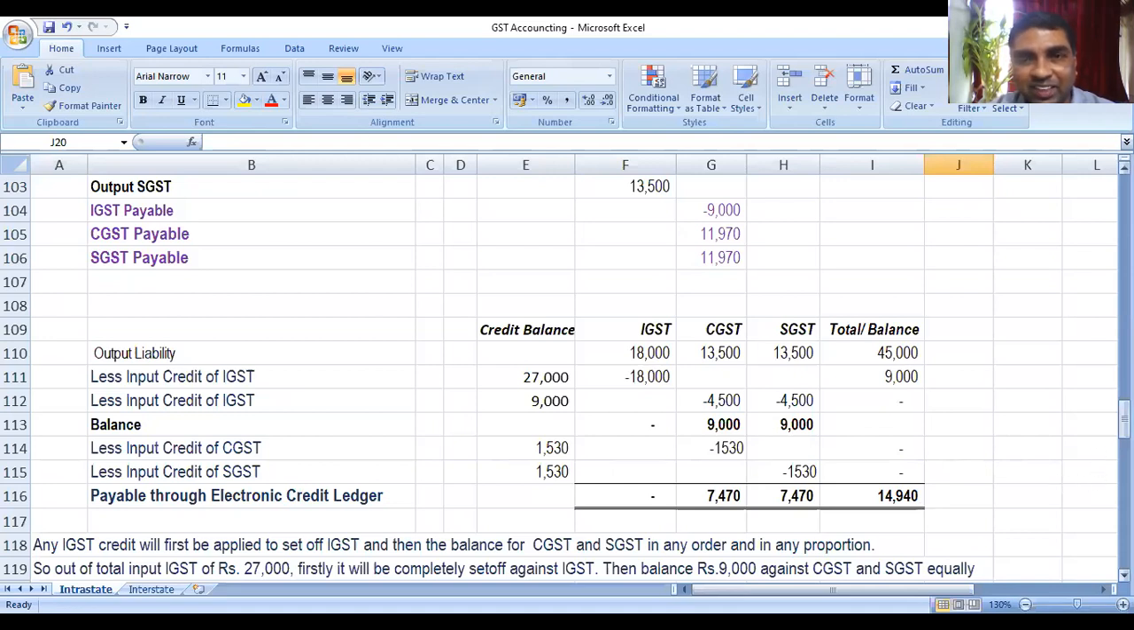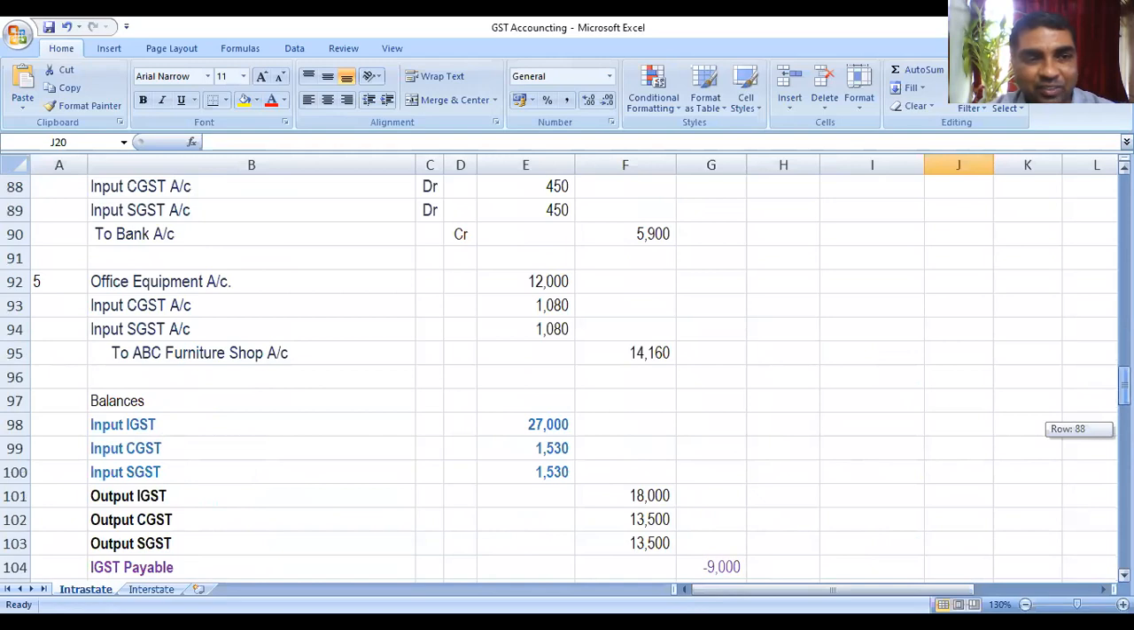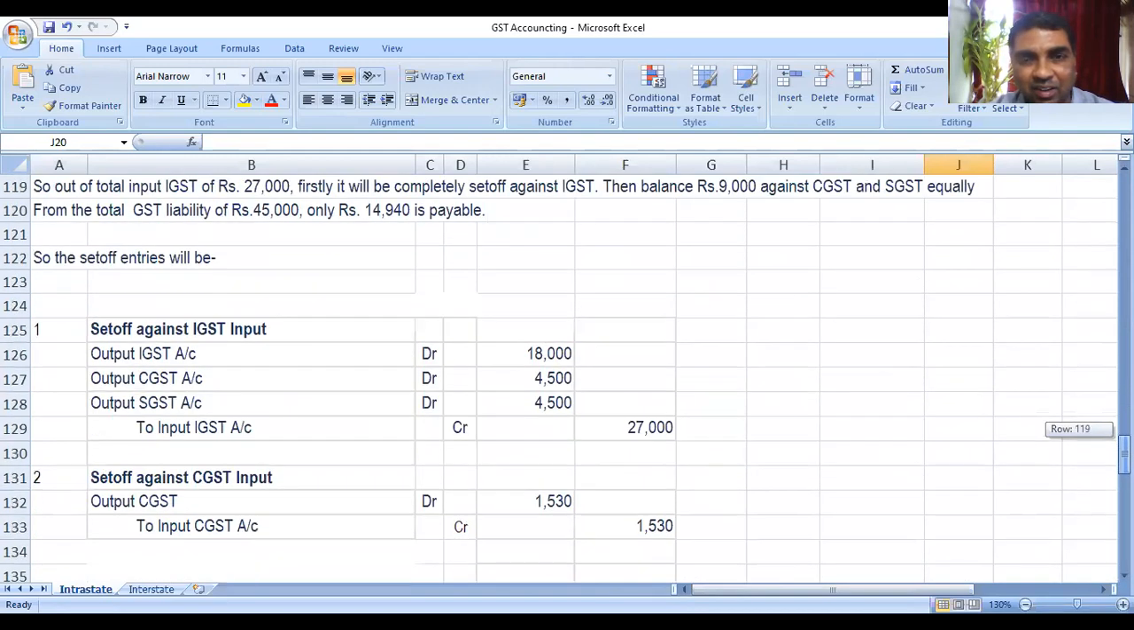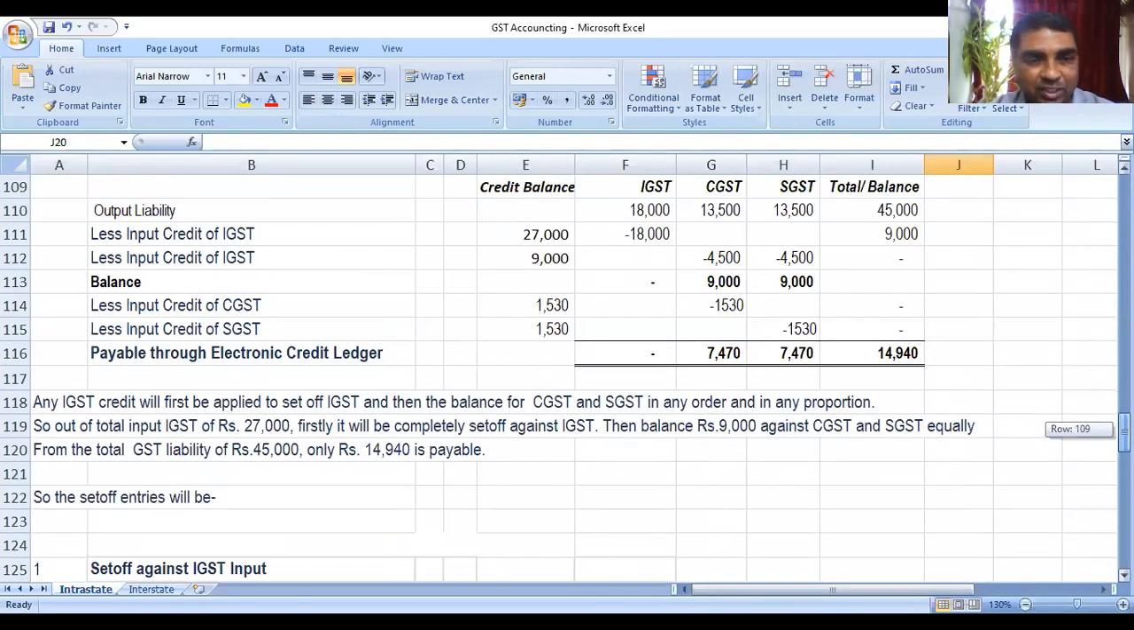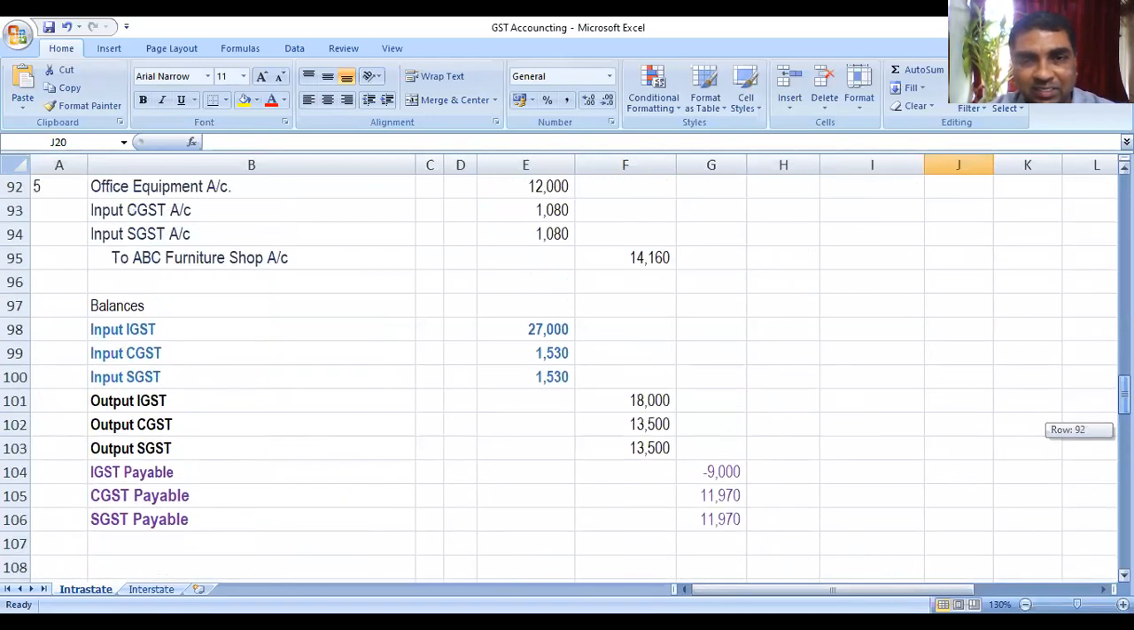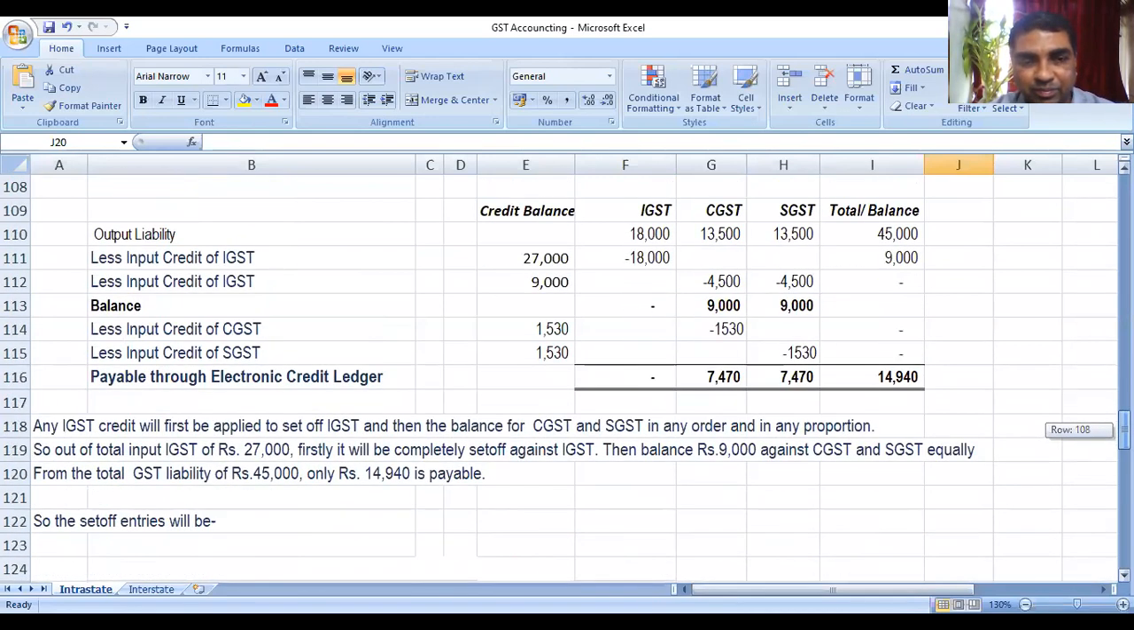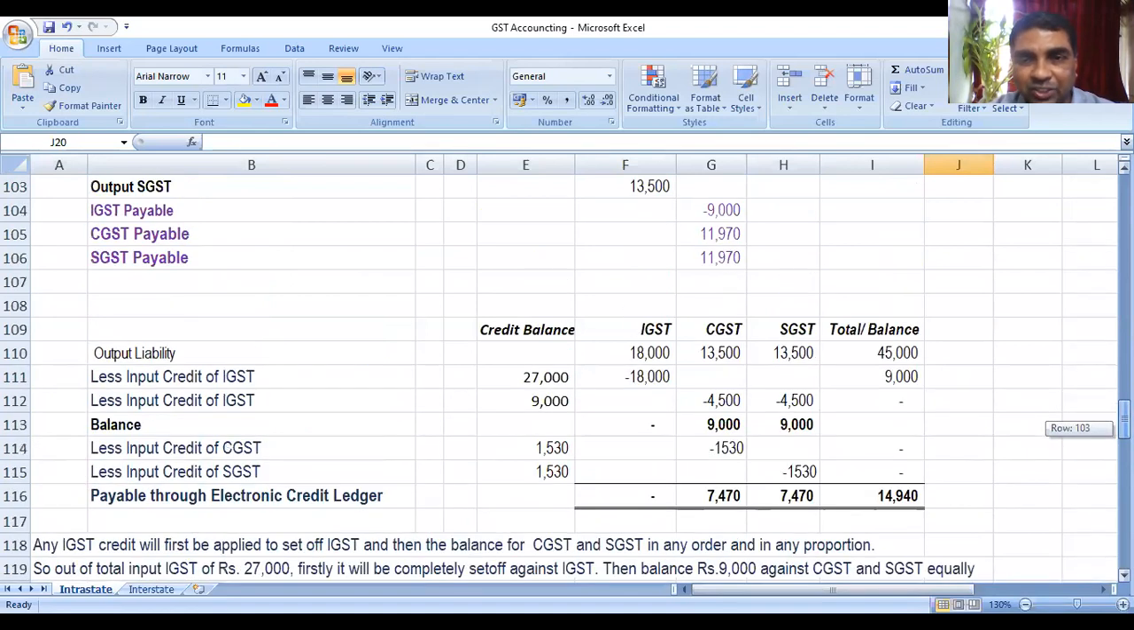Initially the liability was 27,000. It got reduced to 14,940 by adjusting input credit. Did you understand this? Is it clear? Yes or no?